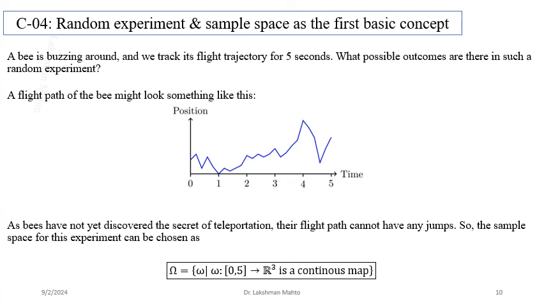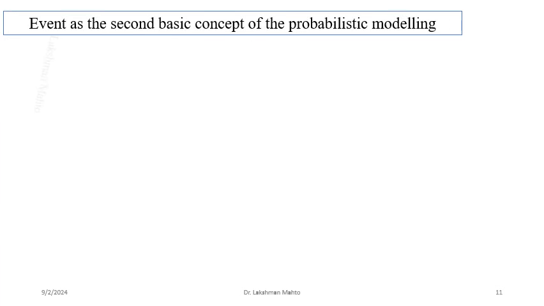So 3D, we are able to visualize up to 3D. If you are an Einstein level student, you can visualize 4D as well. R4. Time was the fourth coordinate. So this is the collection of all possible continuous functions from the interval. So this is the sample space, how you can identify like this. So I think the first job is done, to identify the first basic concept, that computation of sample space. Any issue anyone is having?